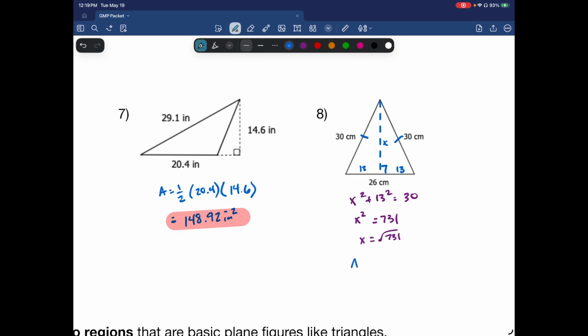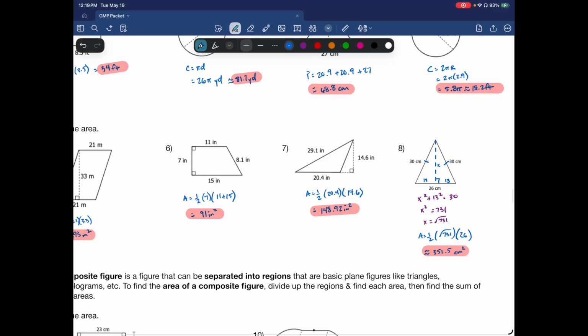And so the area is 1/2 square root of 731 times 26, because when you find the area of the triangle, you want the entire base, not half of it. Because that's a square root, I am going to get a decimal here, so I'm going to have to round to 351.5 centimeters squared.